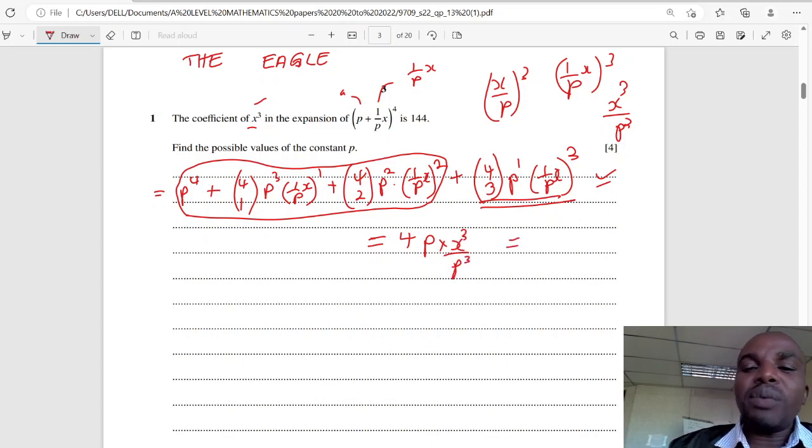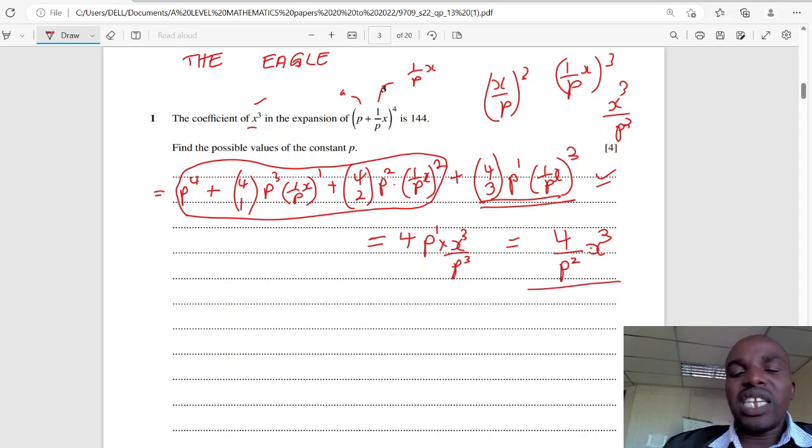Then if you simplify this part, applying the laws of indices, this one is p to the power 1. So you maintain the base, or you just divide. It will be 4 over p squared, then x to the power 3. So the coefficient of x cubed is actually 4 over p squared. That's the one that we're looking for. That is the coefficient of x cubed.